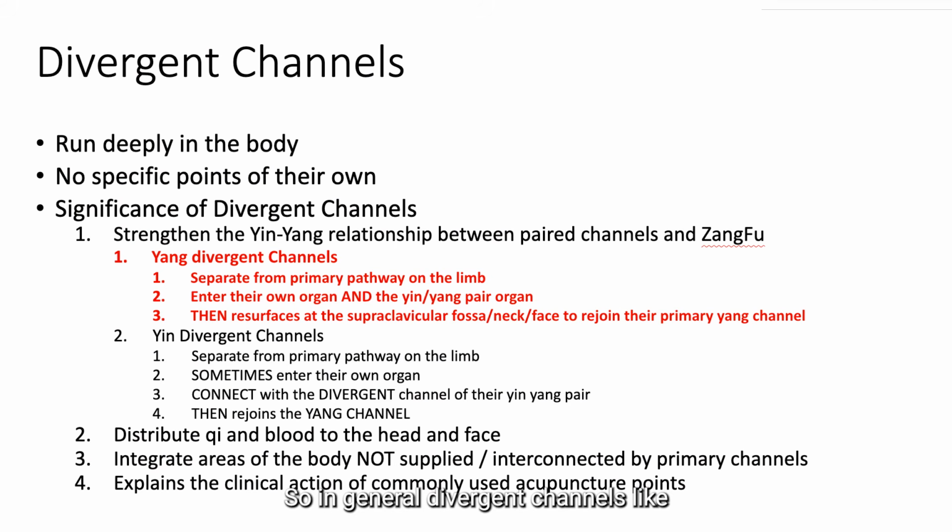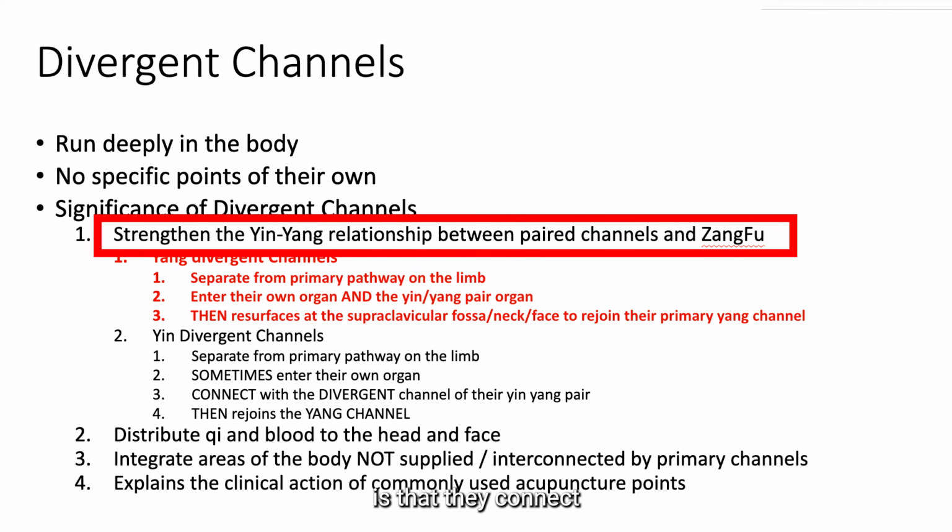So in general, divergent channels, like Manya said, they connect yin-yang pairs. They are related to something with an imbalance with the yin-yang. So what they do as a function is that they connect yin-yang paired organs. One of the most important functions that they have is that they strengthen this connection between yin and yang, meaning the yin and yang paired organs, at a very deep level.